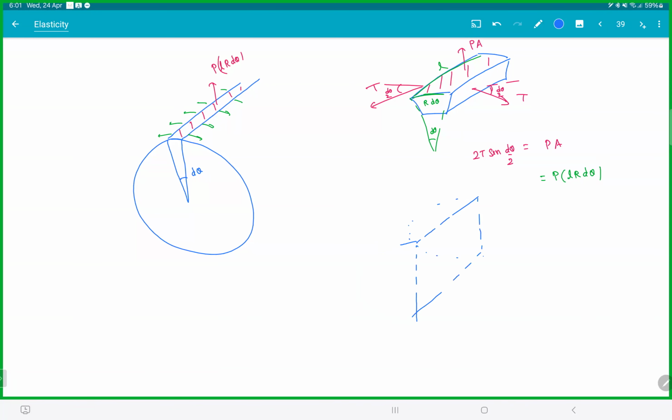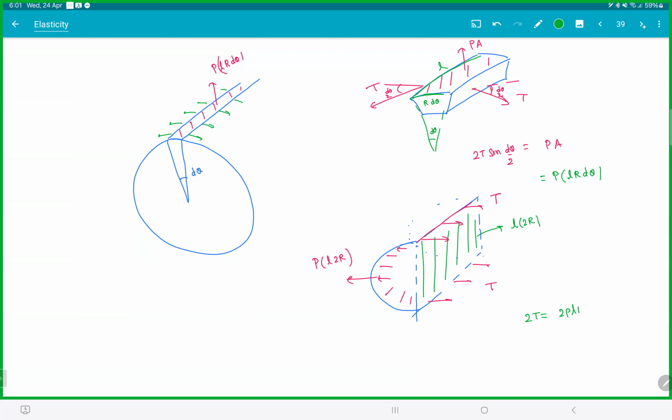You're getting for this half cylinder, this is the projected area there. So the tension is acting on this surface here, like this. So that is T, this is T, and the pressure is acting here. This would be pressure into length into 2r. What is the projected area? This entire thing is the projected area. So from here you can say 2 times tension is equal to 2PLR. So tension is PLR. Clear? You wanted the projected area, that's what you can do here also.